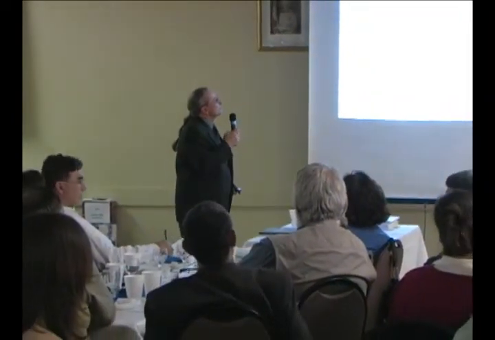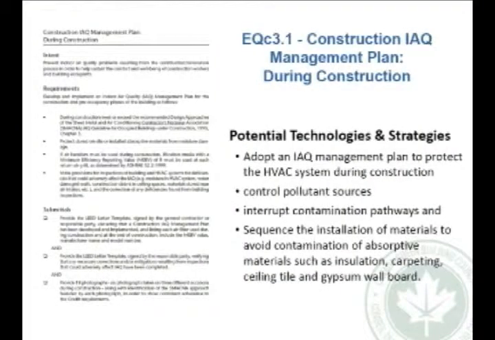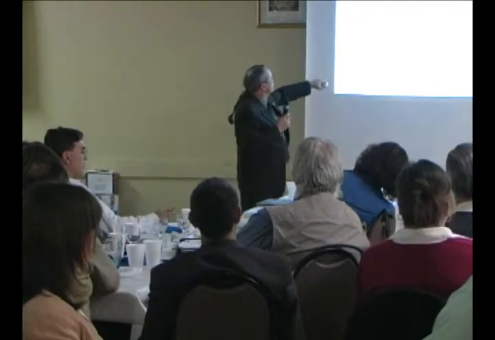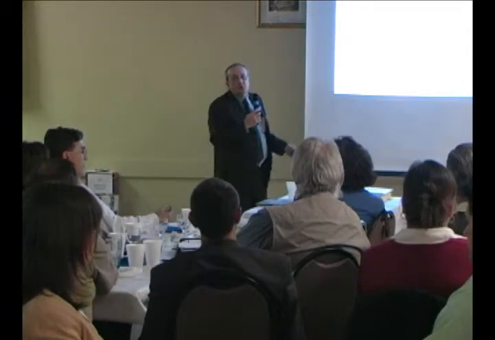Construction indoor air quality management plan during construction. There's many sources in here from adopting, preparing a plan, and that's going to come from the contractor and his subtrades as to what they're going to do for indoor air quality to protect materials and the type of materials that are going in there, controlling the pollutant resources, interrupting contaminant pathways, and the sequence of installation to avoid it being damaged or getting wet or contaminated. And that's all contained within Canadian Green Building Council requirements for those points.